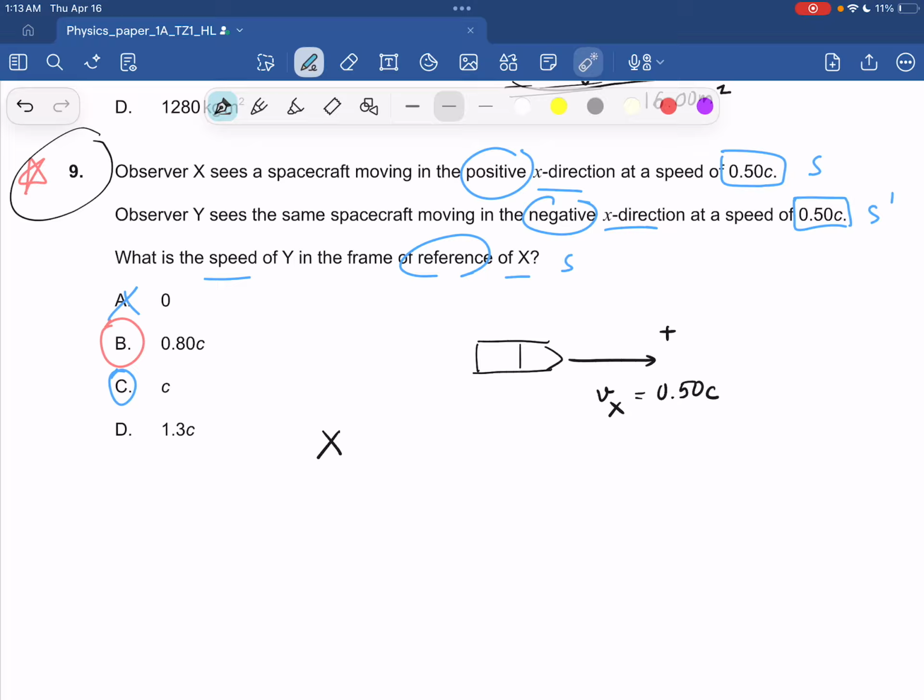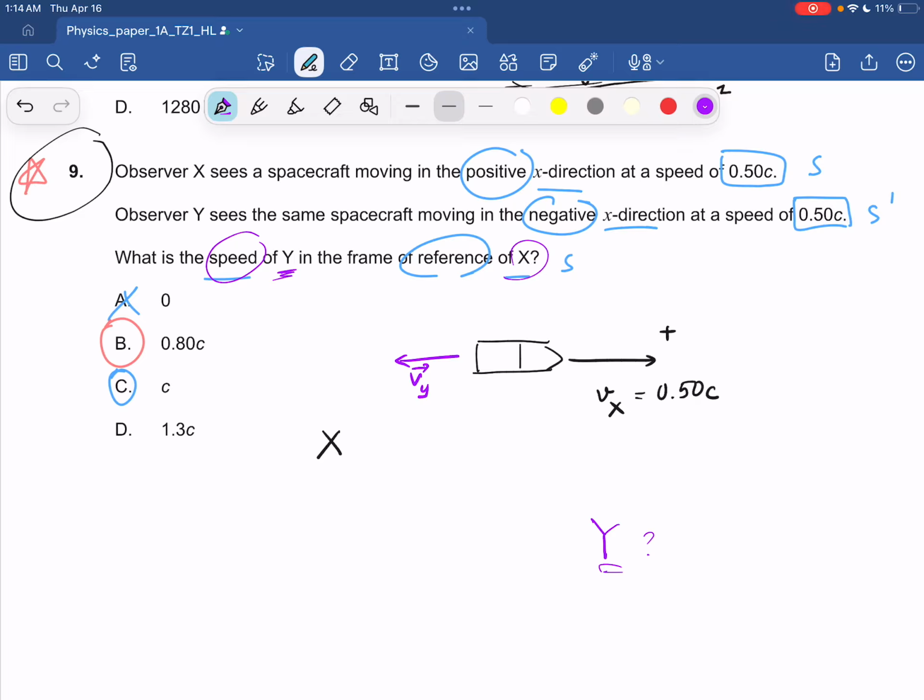And then in another system, for observer Y, Y sees the same spacecraft moving in the negative direction. So for Y, we see it the other way, some v_Y that equals the same magnitude, but in the opposite direction. Then it asks us, how is the speed of Y in the frame of X? So how can we find it?